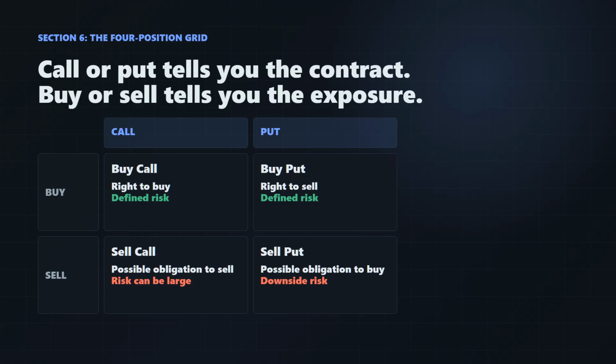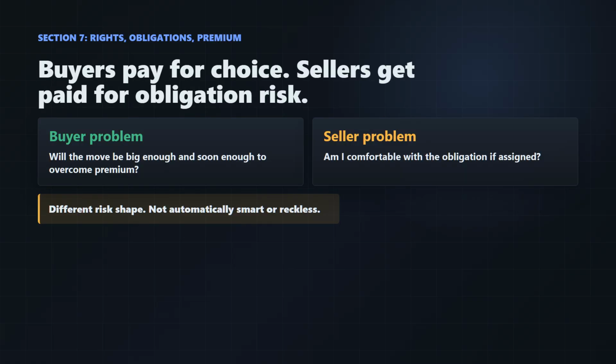Let's lock it in. A call gives the buyer the right to buy. A put gives the buyer the right to sell. Buying an option means paying premium for a right. Selling an option means receiving premium and possibly accepting an obligation. Buy call, right to buy. Sell call, possible obligation to sell. Buy put, right to sell. Sell put, possible obligation to buy.